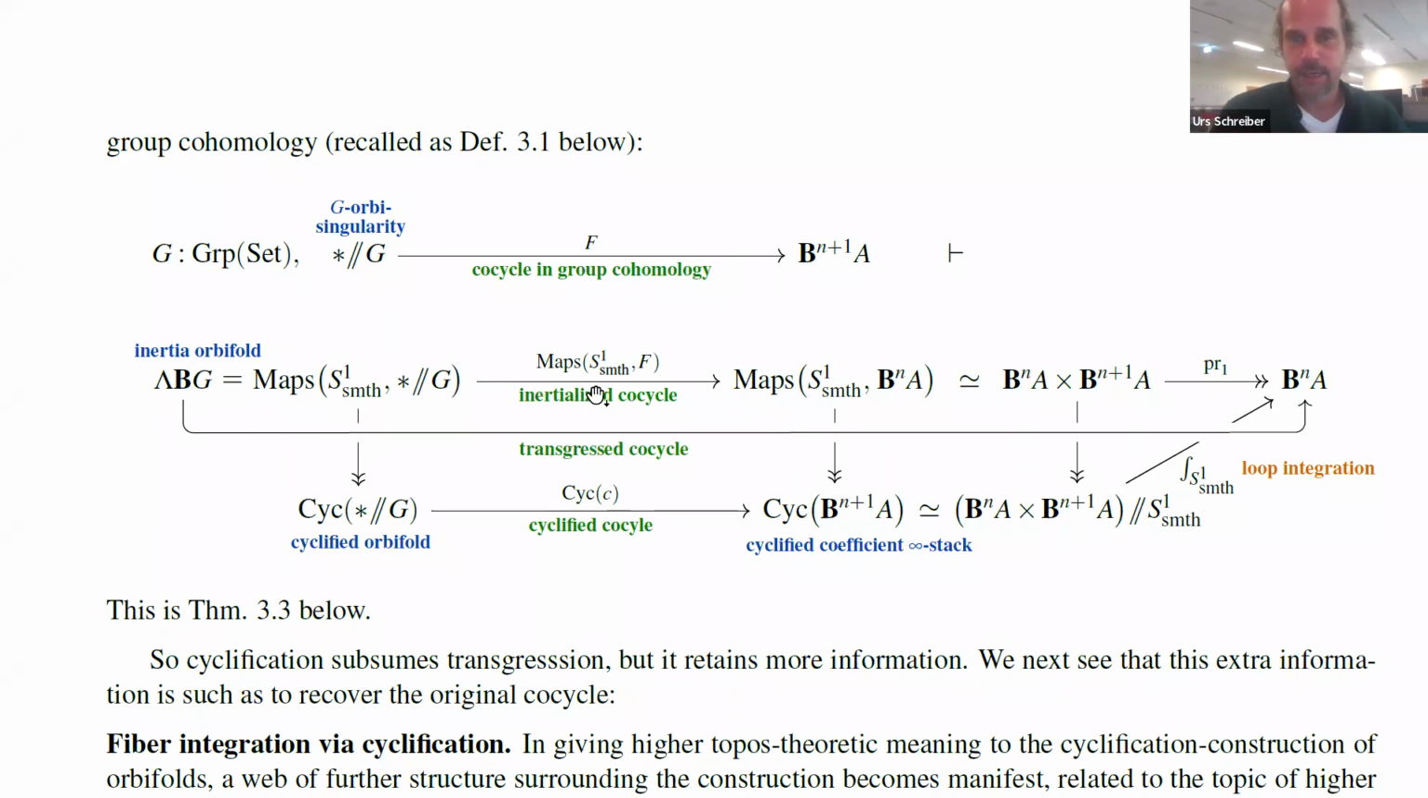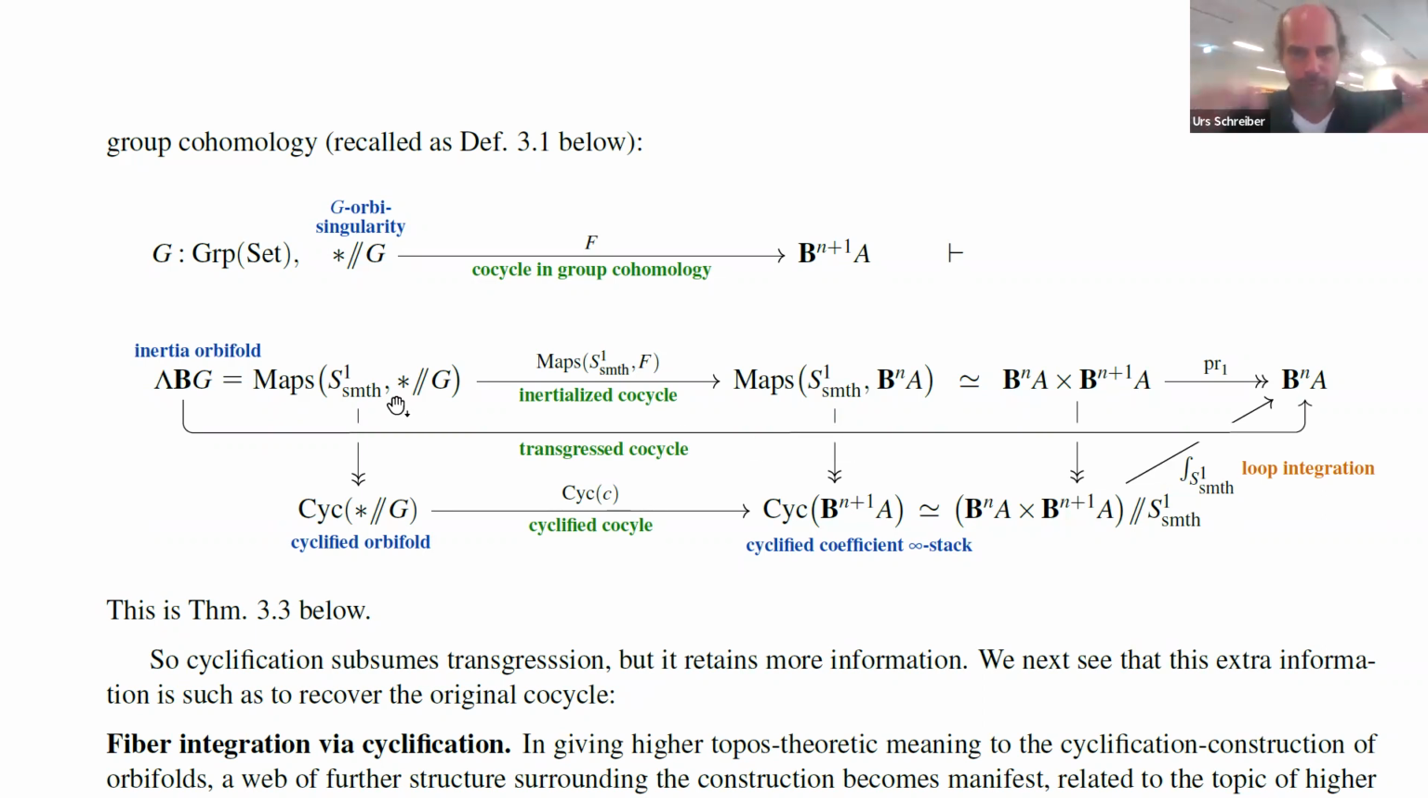So this top line here is just this mapping stack construction applied to our cocycle F as a functor. And we just observe, well, on the left, by what I just said, this is really just the inertia orbifold, the free loop orbifold, if you wish, of this discrete group. Whereas on the right here, I'm now using the splitting, which I just mentioned, and consider the projection onto this shifted factor. Remember, that was the factor that remembered the actual loops, whereas the other factor was the base points. So we throw away the base point information, just retain the loops.